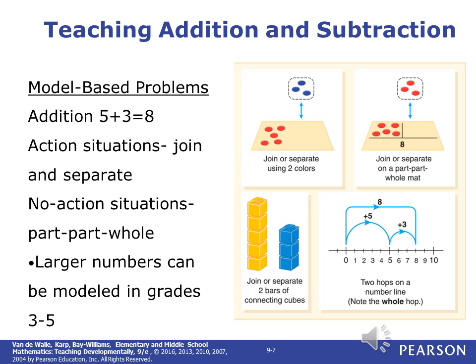Let's continue talking about teaching addition and subtraction. Many of your students will want to use counters, bar diagrams, or number lines to solve story or contextual problems. The figure on this slide to the right shows some different part-whole models for 5 plus 3 equals 8 and 8 minus 3 equals 5. Notice that in every example, both of the parts are distinct, even after the parts are combined.